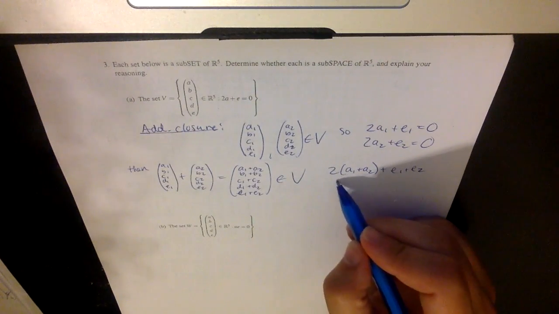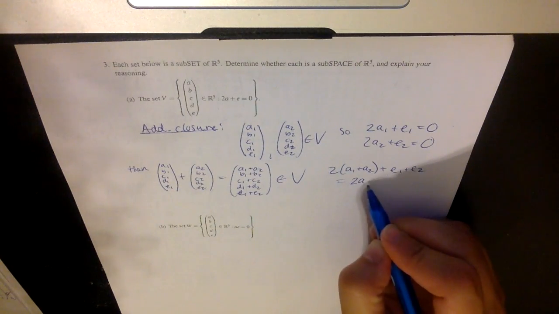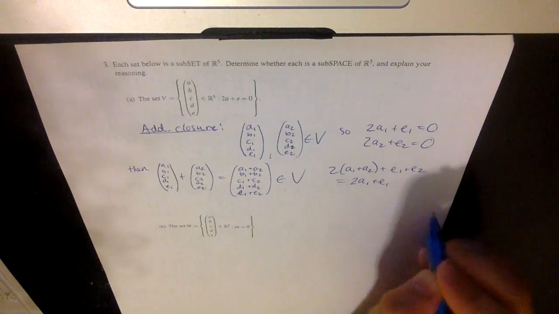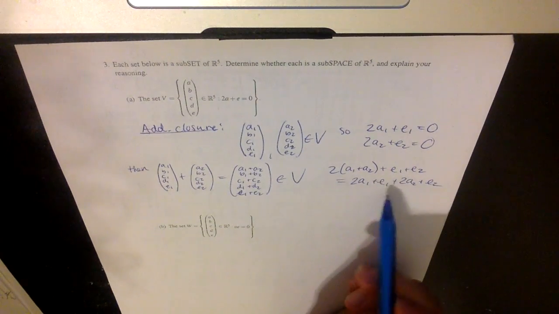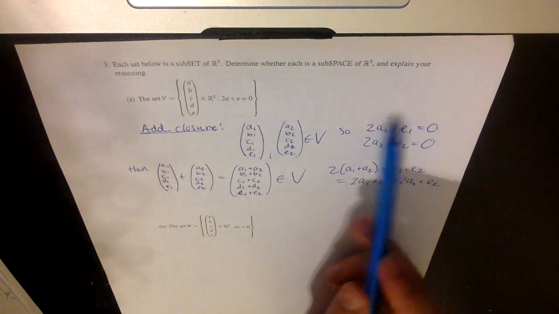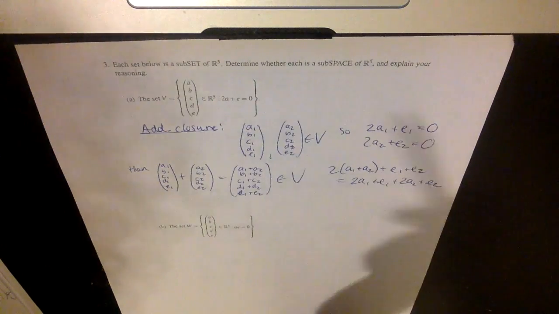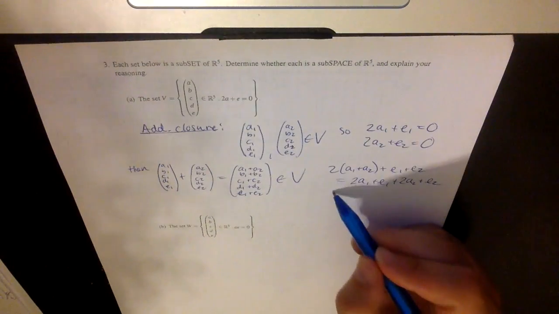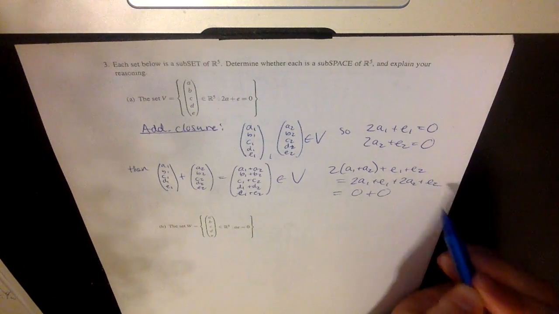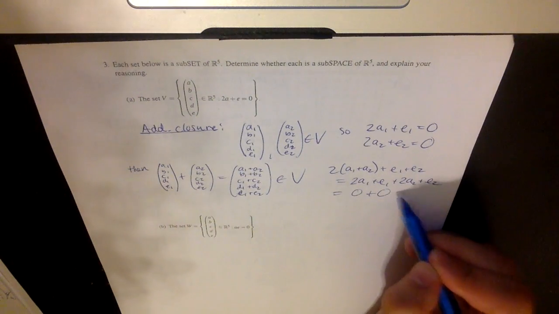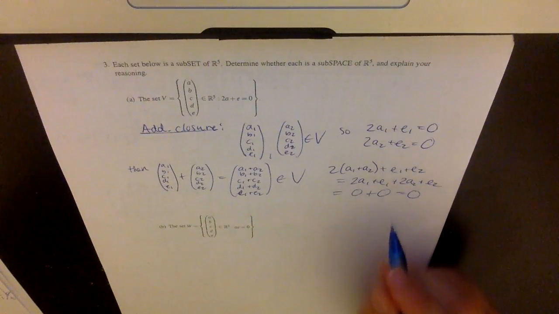Okay, so 2 times (A1 plus A2) plus (E1 plus E2), I'm just going to reorder things, is 2 times A1 plus E1 plus 2 times A2 plus E2. Now those are exactly the equations that we got from the vectors being in the set V. So we know that 2 times A1 plus E1 is 0 and 2 times A2 plus E2 is 0, which means that together this is all 0. So this does satisfy additive closure.